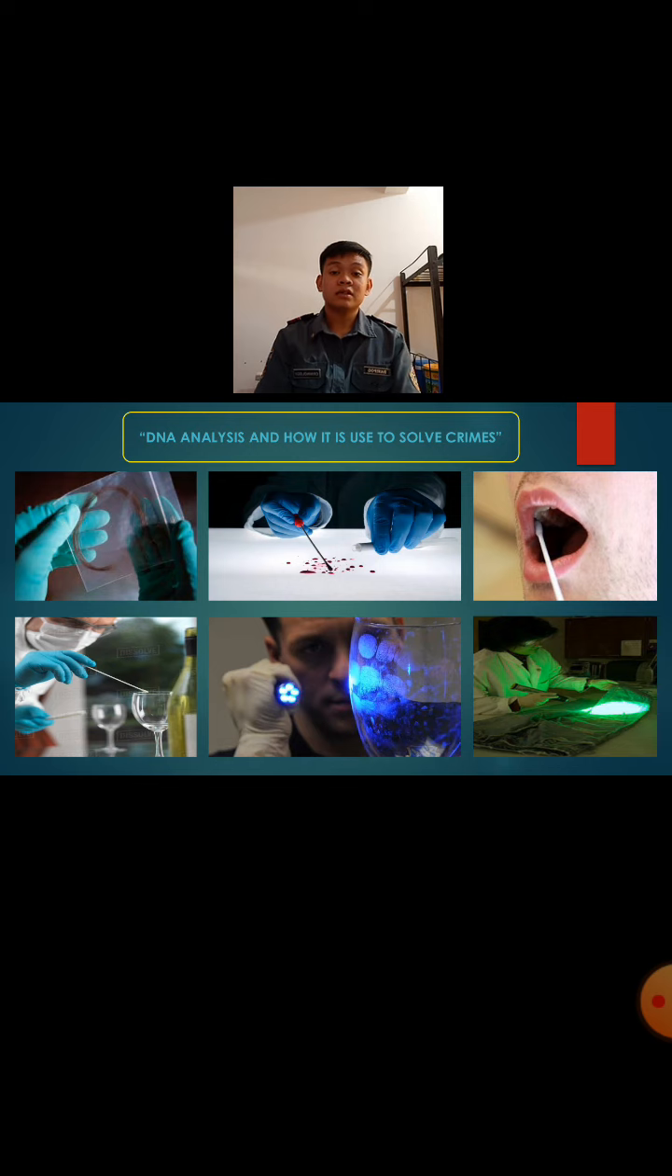Number 1, in cases where a suspect is identified, a sample of that person's DNA can be compared to evidence from the crime scene. The result of this comparison may help establish whether the suspect committed the crime. And number 2, in cases where a suspect has not been identified, biological evidence from the crime scene can be analyzed and compared to offenders' profiles in a DNA database to help identify the perpetrator.